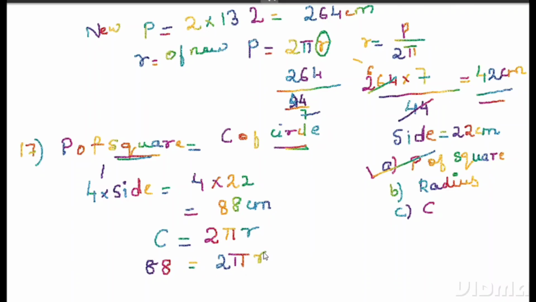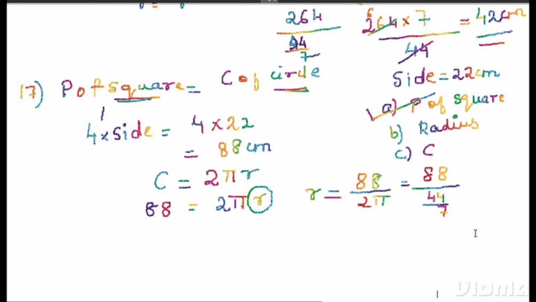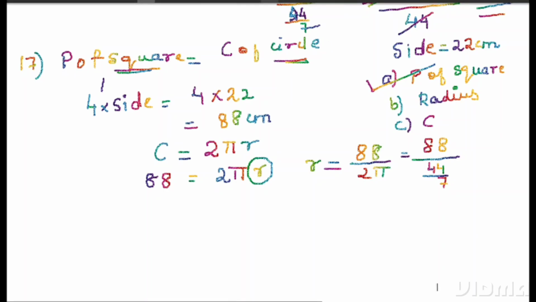So now how can I find the radius? Radius will be 88 divided by 2 pi. So that becomes 88 divided by 2 into 22 by 7. That gives me 44 by 7. And then when I take the reciprocal of this, it becomes 88 multiplied by 7 divided by 44. When I cancel this, I get the radius as 14 centimeter. So the radius is done.